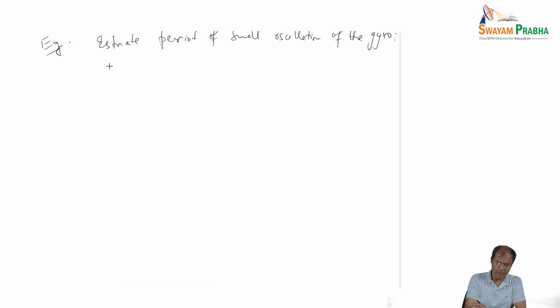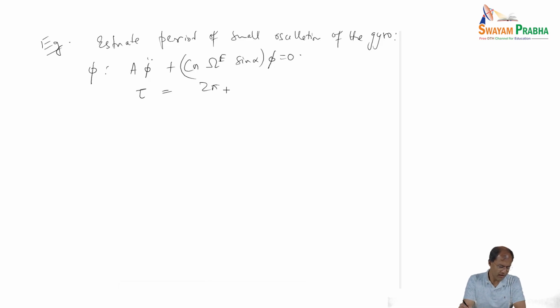Okay, so typically, the equation for phi comes out to be a phi double dot plus Cn omega e sine alpha times phi, which is 0. This is the equation for large oscillation where we have used the approximation, right? From here, if we integrate this equation for phi, we get the period of oscillation for phi, tau, to be 2 pi divided by square root of a divided by Cn omega e sine alpha, right?